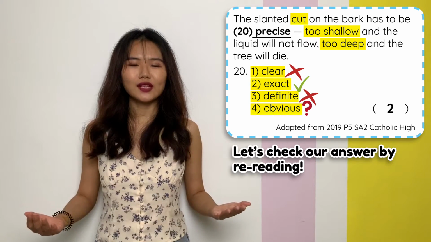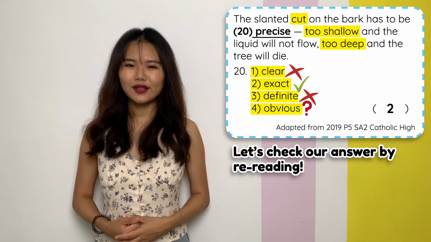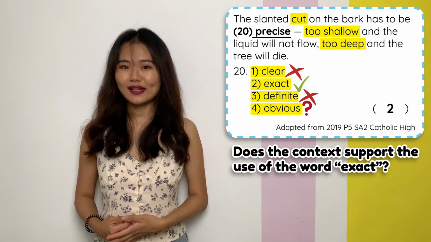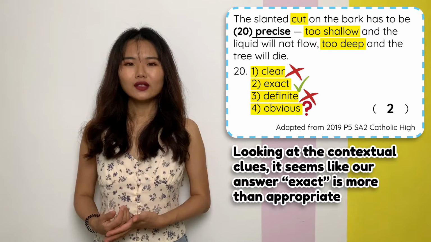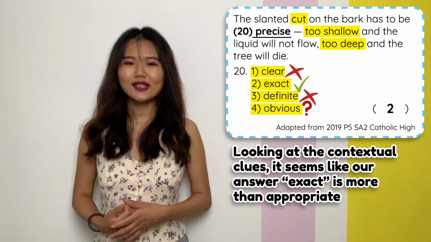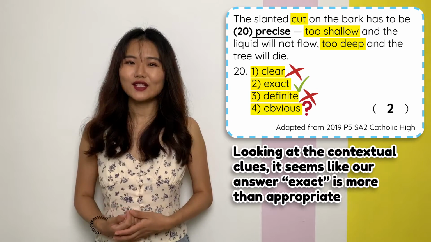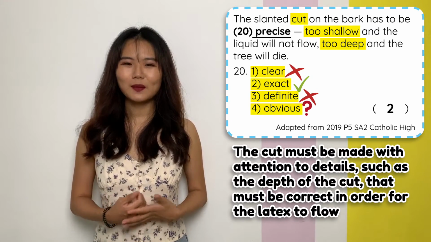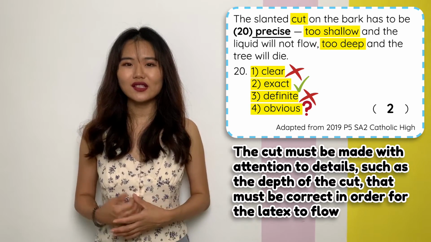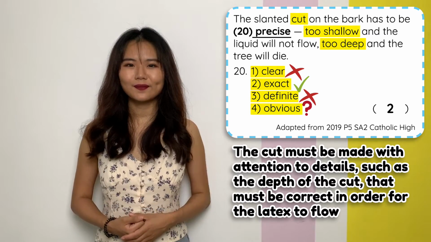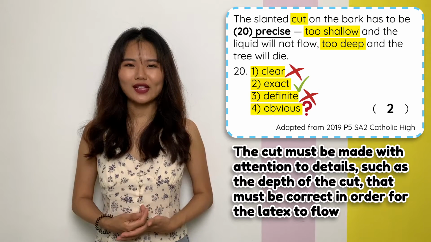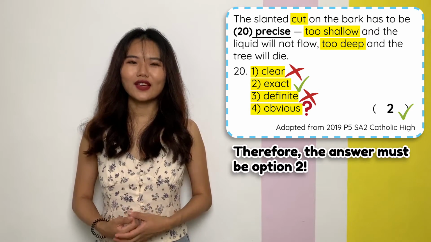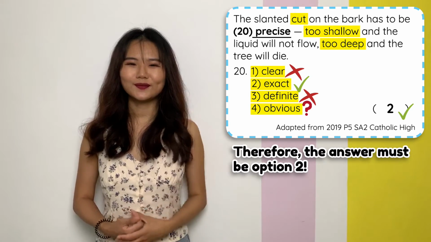Moving on to step 3, let's check our answer by rereading. Does the context support the use of the word exact? Well, looking at the contextual clues, it seems like our answer exact is more than appropriate. The cut must be made paying attention to details such as the depth of the cut. The depth must be correct in order for the latex to flow. Therefore, the answer must be option 2.